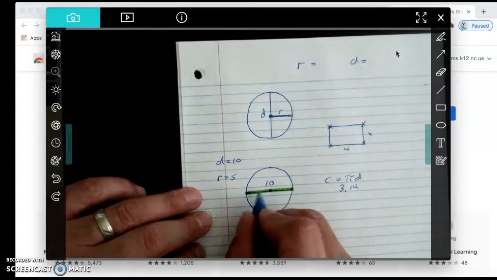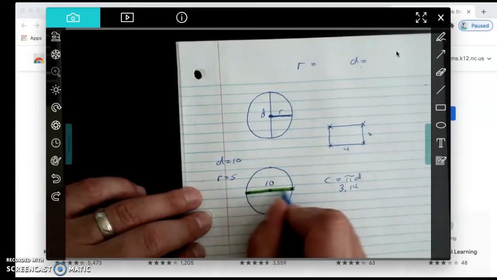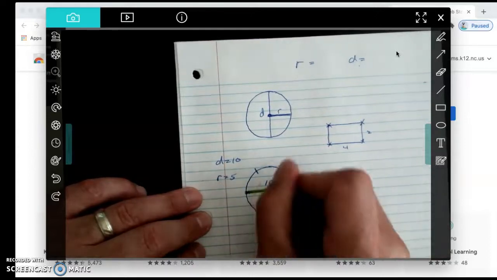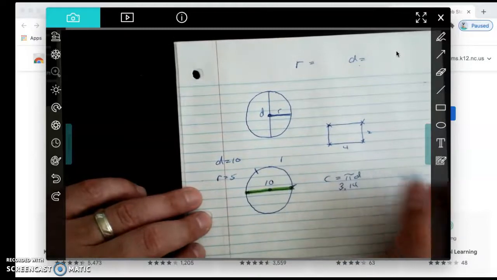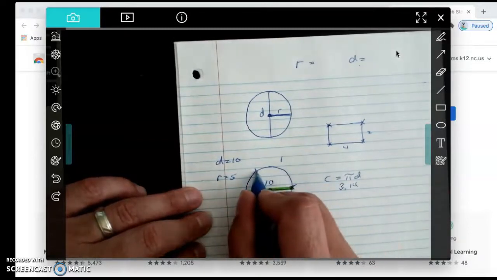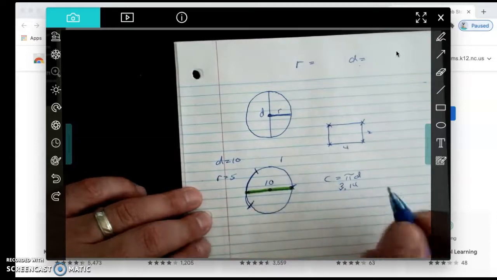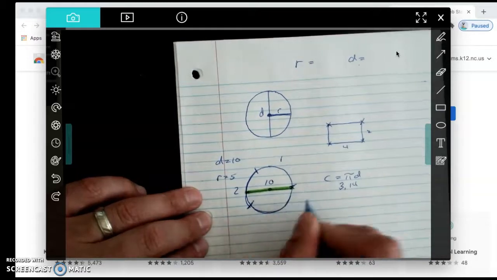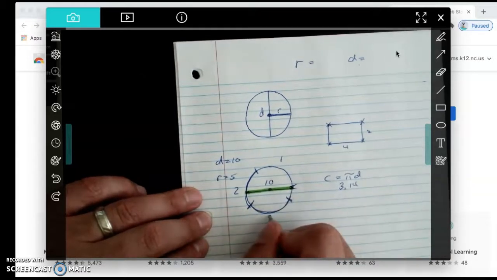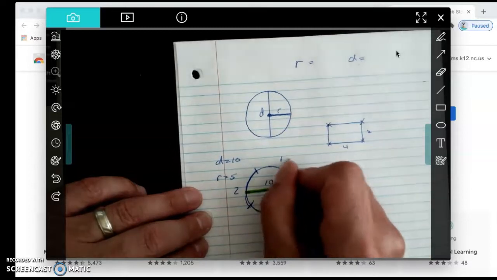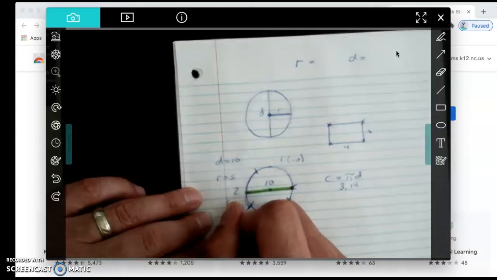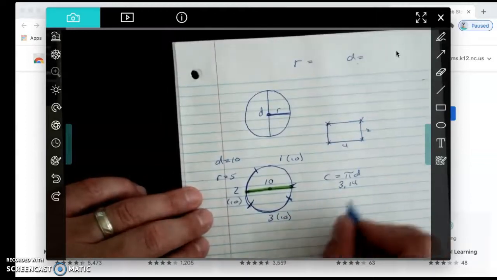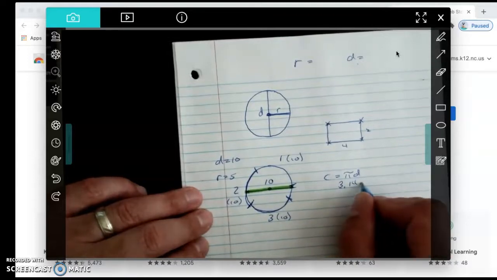What they found is, pretend this is flexible. If you took this and wrapped it around the circle to this point, that would be 1 diameter. Take another one, and it wouldn't wrap all the way around the circle. Wrap it to about there, so that's 2. Take another one, wrap to about there. This is 3. So 3 full diameters. This is really 10, this is really 10, this is really 10. That's literally what you're doing. That's where this comes from: 3.14 times the diameter.